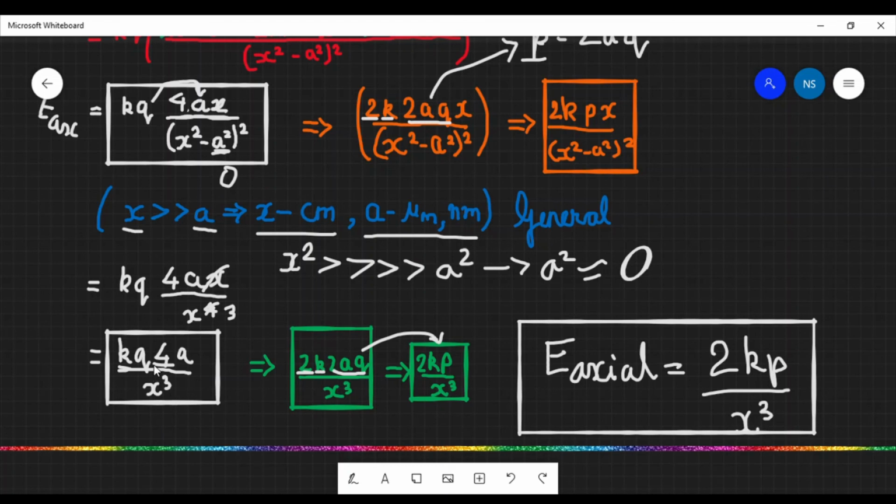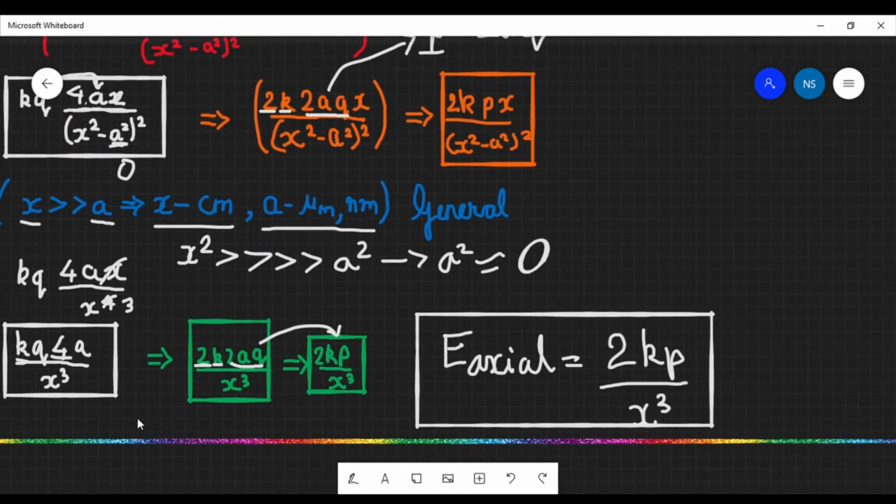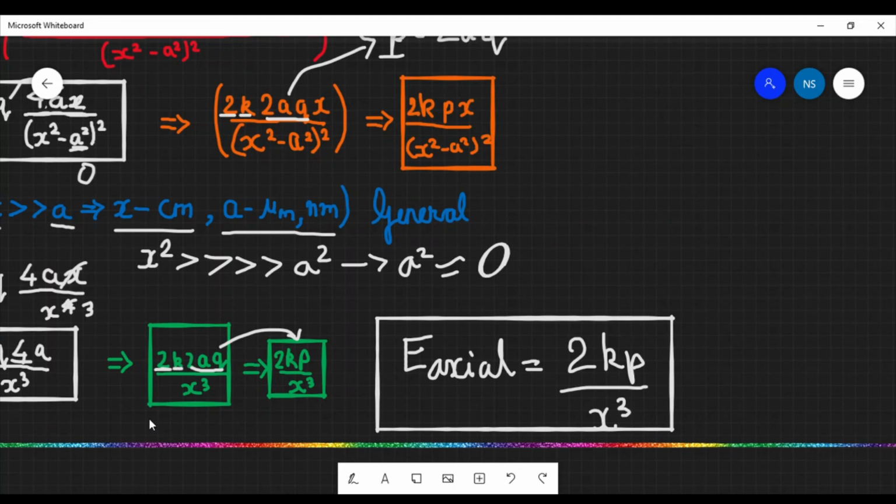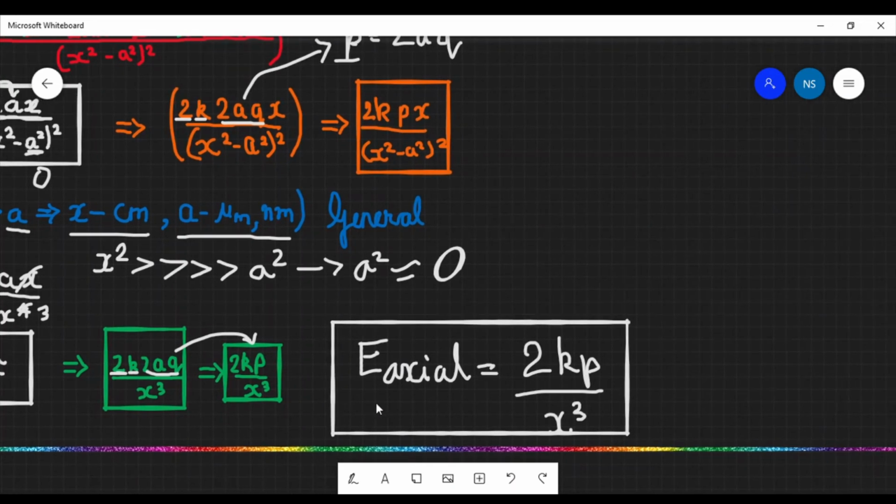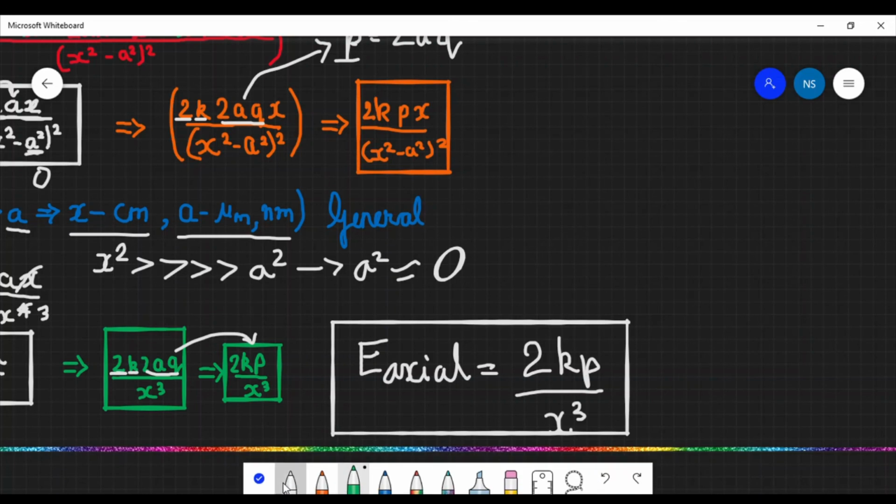Again we can write this in terms of the electric dipole, and then we see that E axial is equal to 2kp by x cube. Here we can also substitute the value of k. The value of k we can write as 1 by 4 pi epsilon naught.